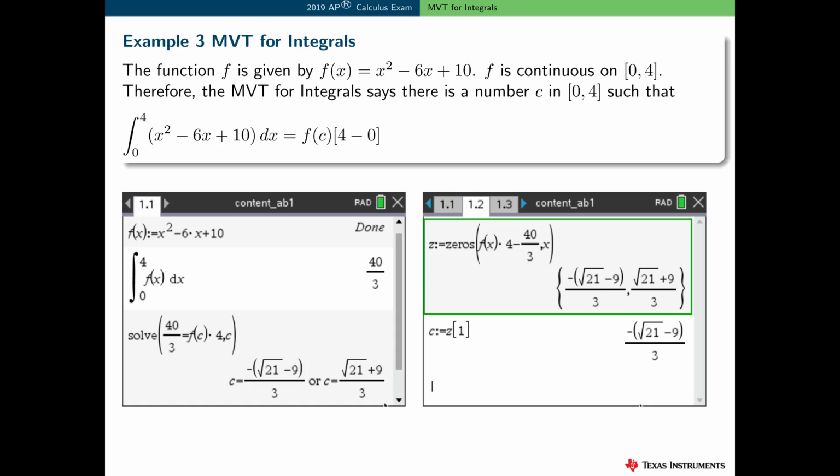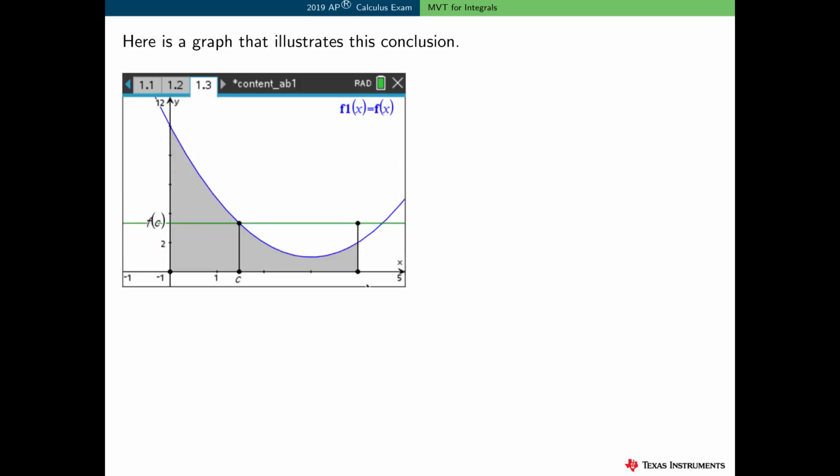I used the zeros function to find the same values, but placed them in a list, and I can reference the values in that list. So here I assigned the first value in the list to the variable c. And here's a graph on the TI-Nspire to illustrate this result. The shaded region represents the definite integral of f of x from 0 to 4. And the horizontal green line is drawn at the value f of c.